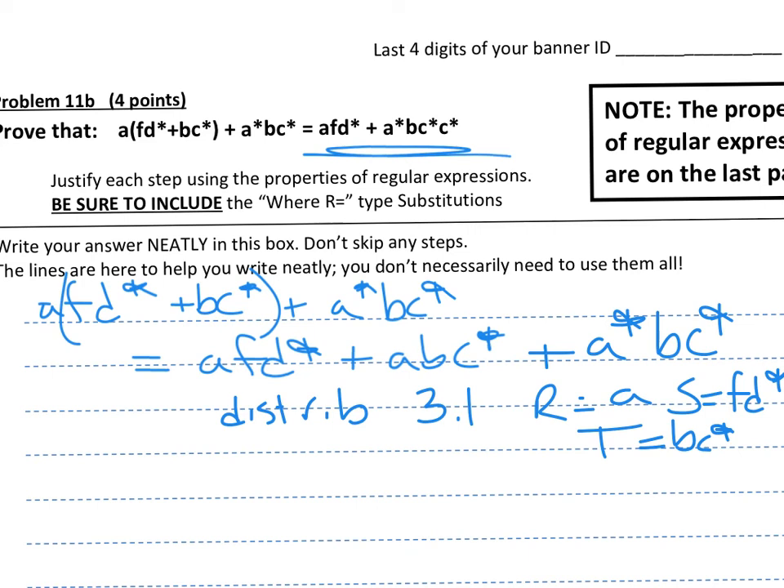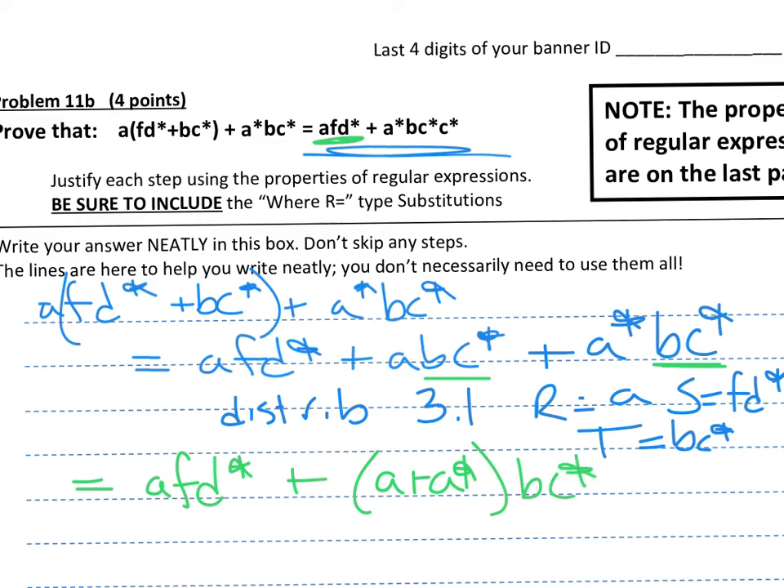All right. And now what I'm going to notice is, look at that. There's a BC star on there and a BC star on there. Right? So I'm going to pull that out using distributed 3.2. That's going to equal AFD star. And by the way, I also noticed that I have the AFD star at the beginning, which is what I'm trying to get to. So AFD star plus, and then we got A plus A star times BC star, right?